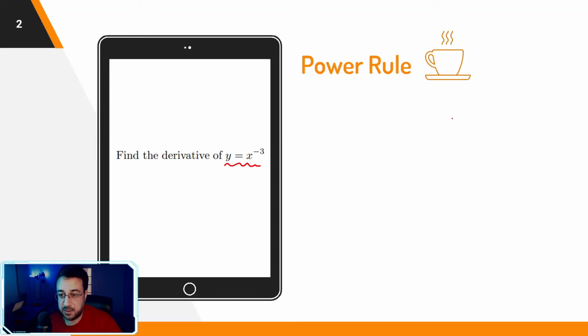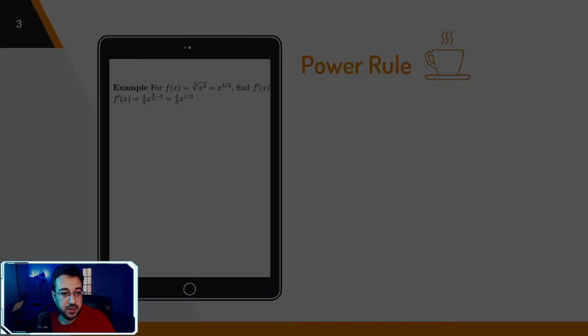Now, as you remember, in the power rule, if you have x to the power of n, deriving that will give you n multiplied by x to the power of n minus 1. Here you have x to the power of minus 3. What is the derivative for that? If we take y prime, that gives you minus 3 multiplied by x to the power of minus 3 minus 1, and this will give you minus 3 multiplied by x to the power of minus 4, and that's your final solution in this case. Let's move on with a different example.